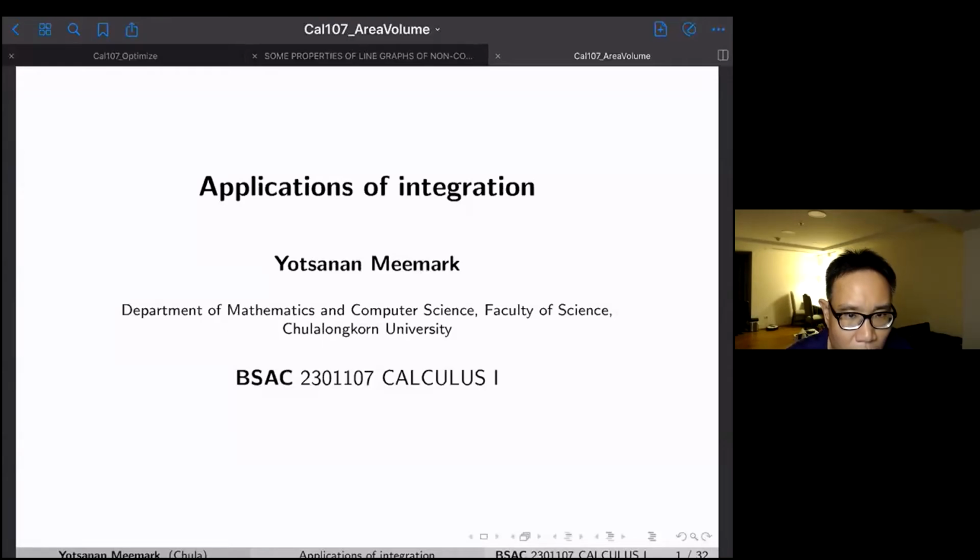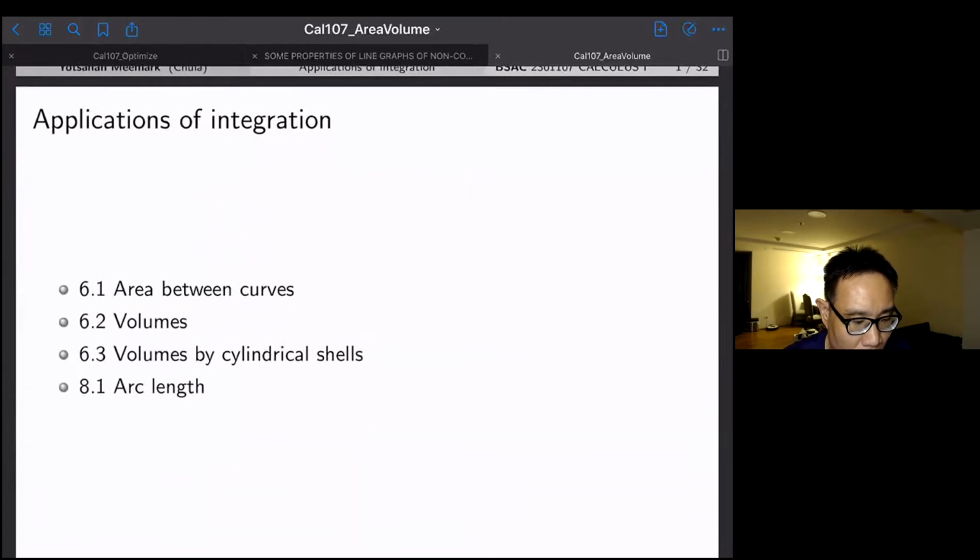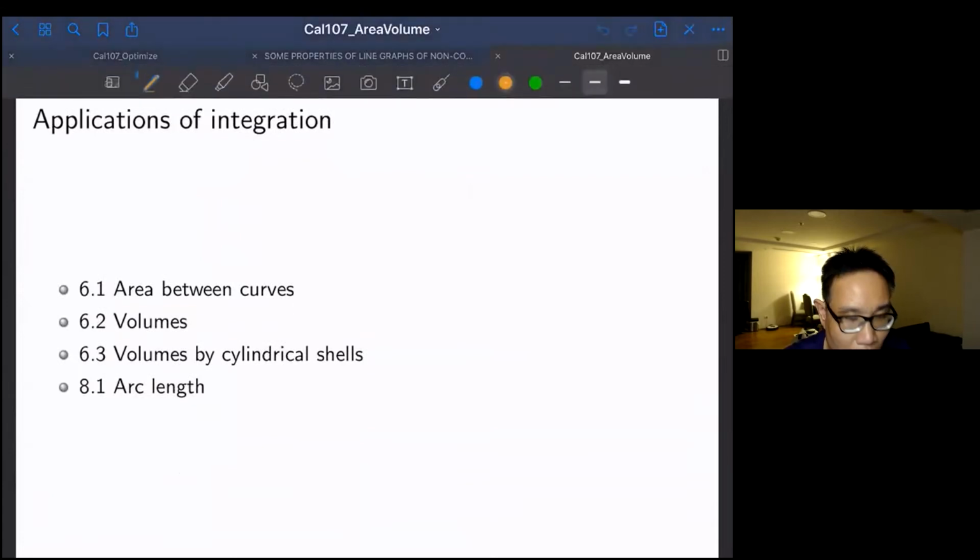In this chapter, we're going to discuss applications of integration. It's going to be about the area, the volume, and the arc length. The area is what I'm going to cover in this video, and we're going to have a long lecture on the volume. It's going to consist of 3 techniques: the cross section, the disk method, and the cylindrical shell. And you're going to have the arc length at the end, in another video.